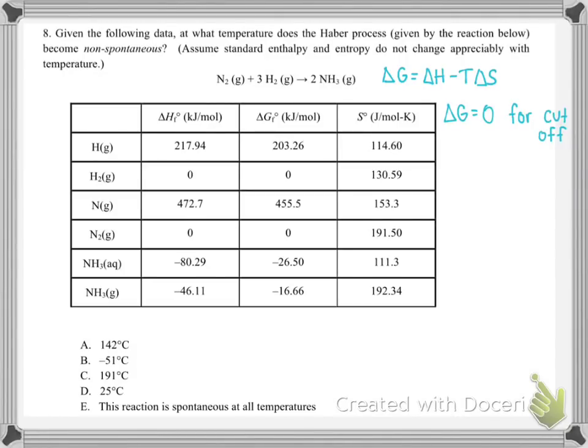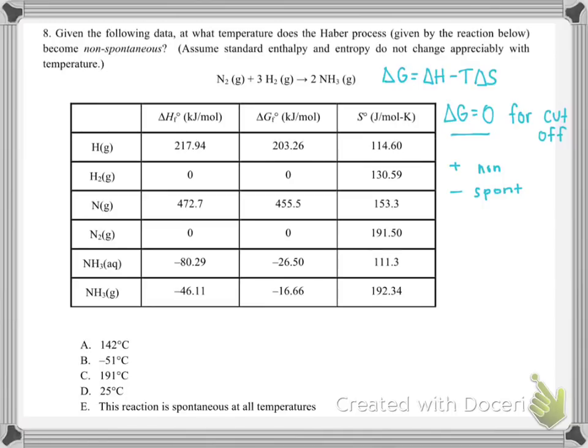Okay, back to the Haber process. So they want us to figure out at what temperature this reaction becomes non-spontaneous. And they give us information about delta G, delta H, delta S, etc. And so we know that the cutoff between spontaneous and non-spontaneous is going to be when delta G equals 0, because we know it's positive for non-spontaneous, it's negative for spontaneous reactions, and so the cutoff right between there is 0.